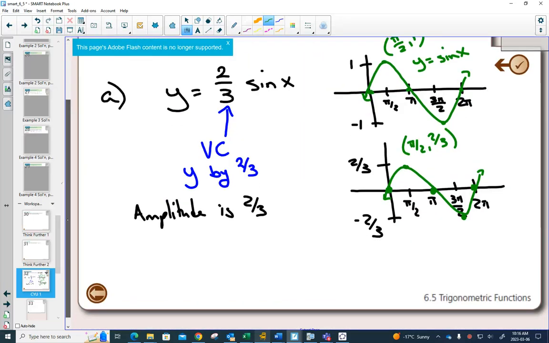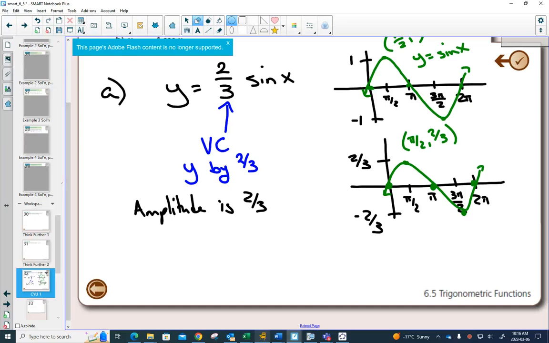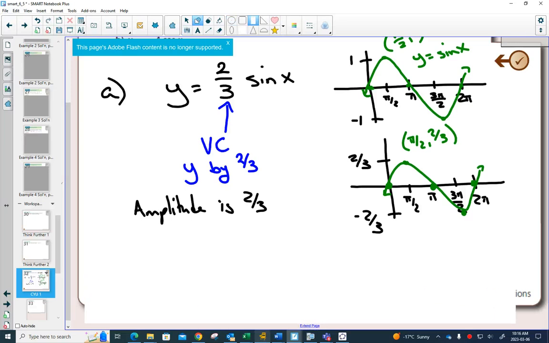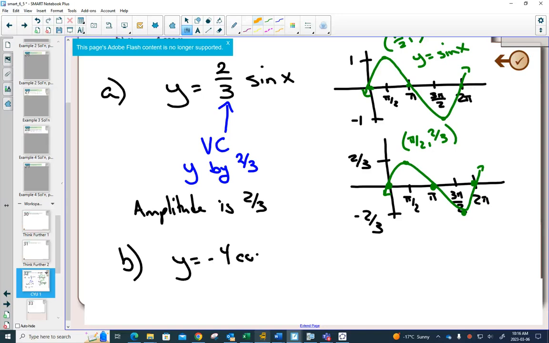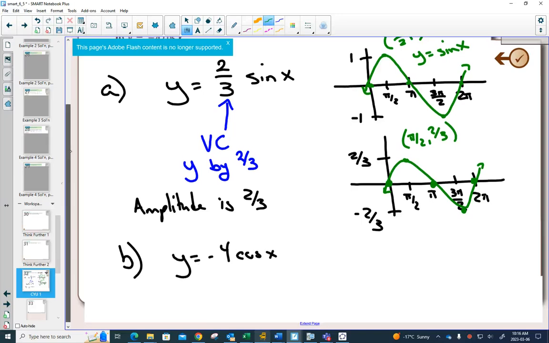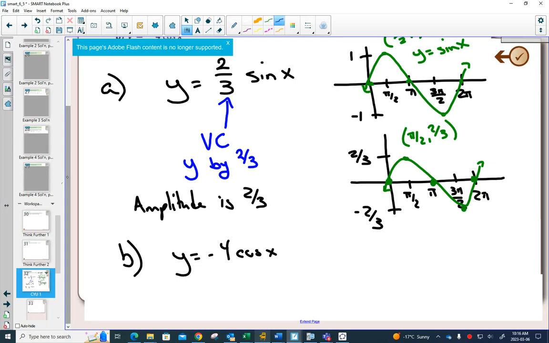In part B, again, we notice that we have got a -4 in front of our cosine graph. This is going to be a vertical reflection and a vertical stretch. You would multiply your y values by -4.